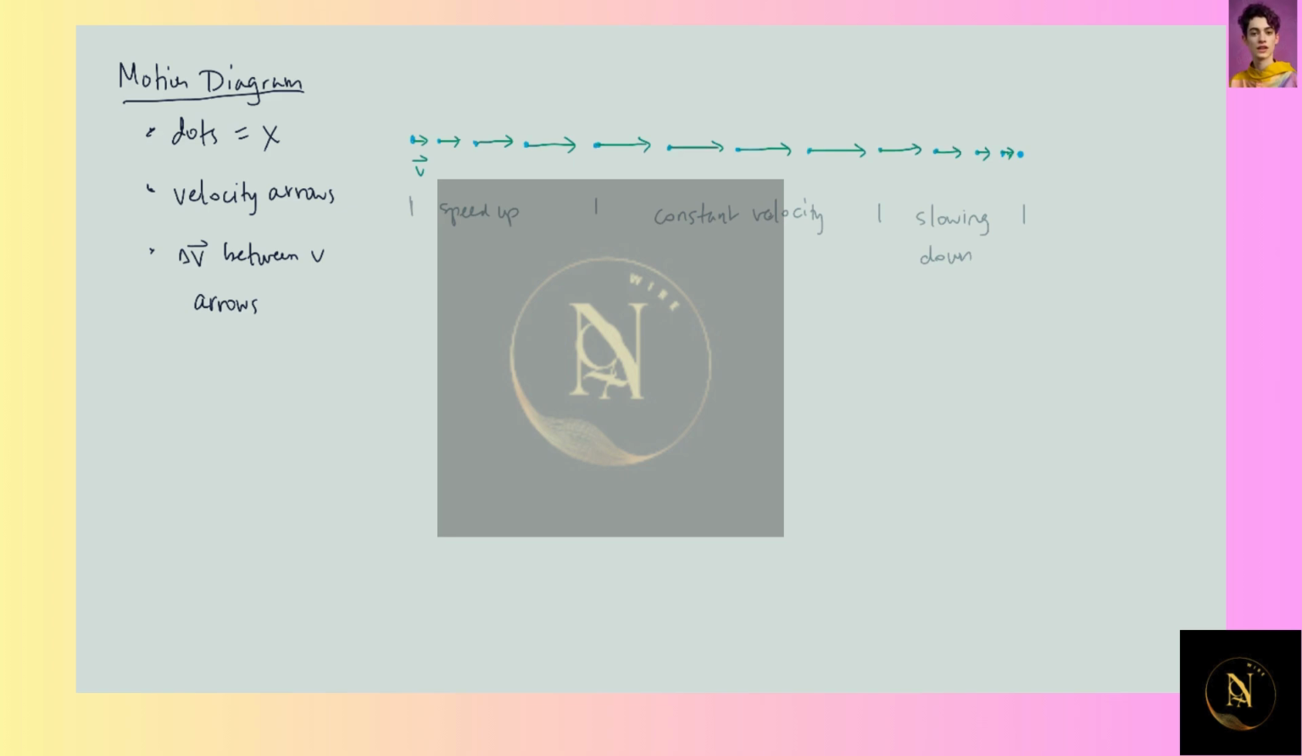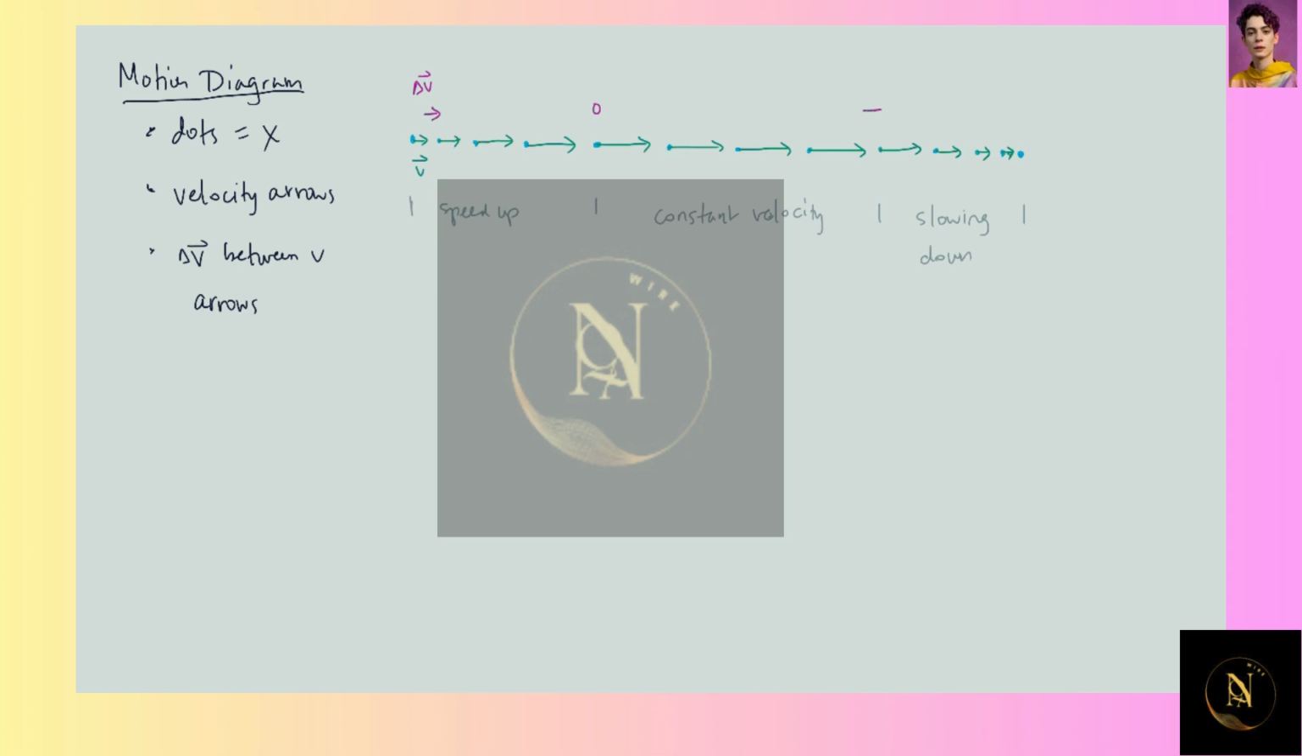And then our final step is to show our delta V's, which go in between and slightly above. And I'm going to show a delta V pointing to the right to show our rightward velocities getting longer. There we go. And then I'm going to have a delta V that's 0 in the constant velocity portion.